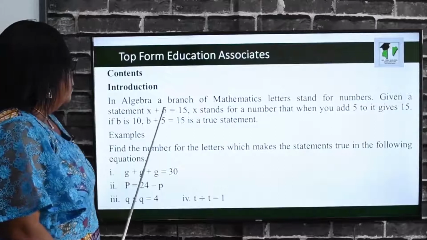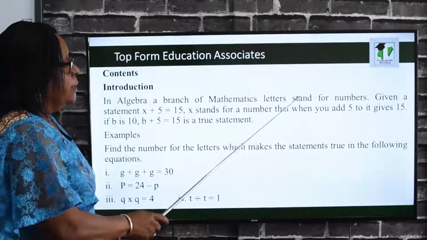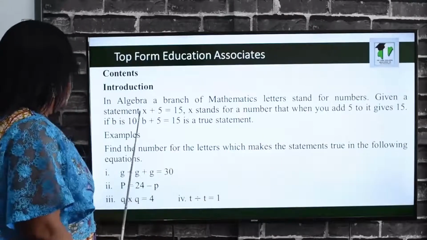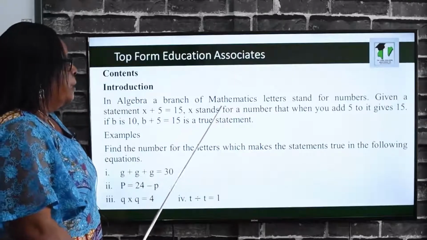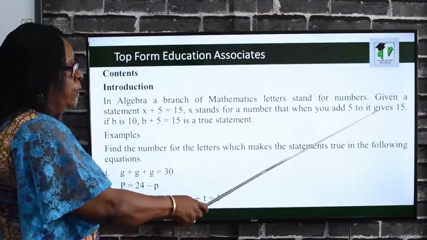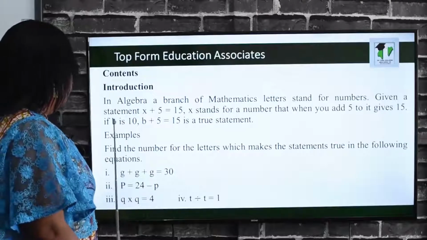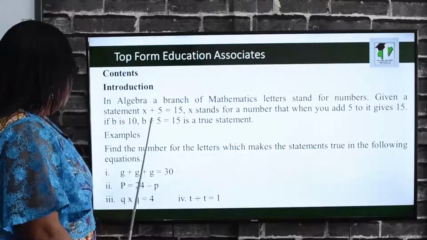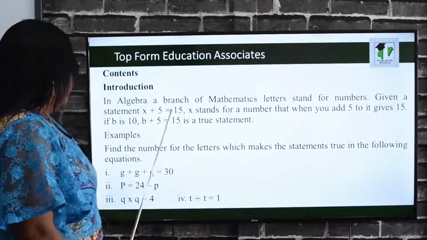In algebra, which is a branch of mathematics, letters stand for numbers. So given a statement x plus 5 equals 15, x stands for a number that when you add 5 to it gives 15. If we say x is 10, x plus 5 equals 15 is a true statement.